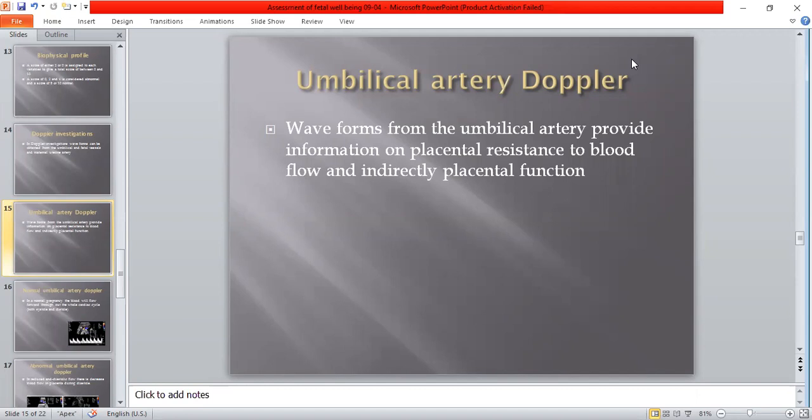A diseased placenta, secondary to any reason, for example maternal hypertension or diabetes or any other reason, will have increased resistance to flow. If there is increased resistance to blood flow, it means that the placenta is not doing its function properly.